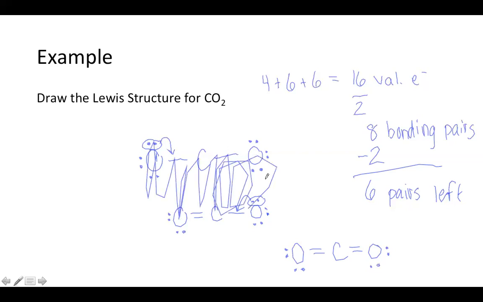So now, if we were to check our Lewis structure, we've drawn in 2, 4, 6, 8, 10, 12, 14, 16 valence electrons, which is how many we should have drawn in. And then to make sure we've satisfied all the octets, we have 2, 4, 6, 8 for the left oxygen, 2, 4, 6, 8 for carbon, 2, 4, 6, 8 for the right oxygen. So we have satisfied all the octets.